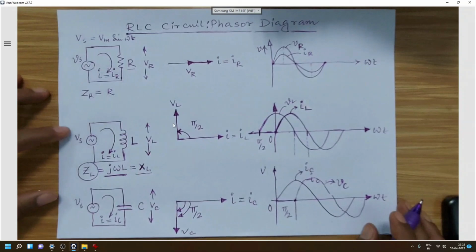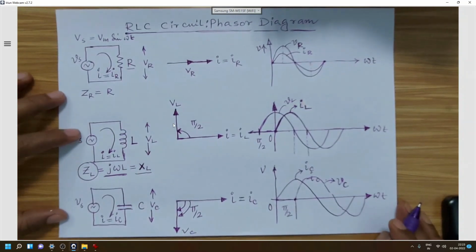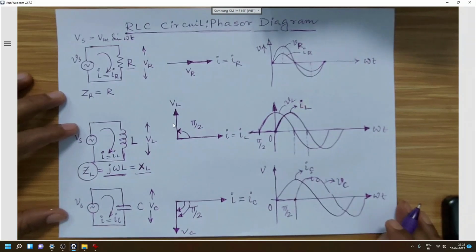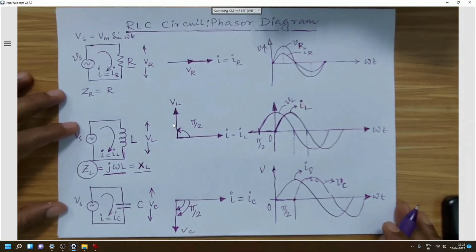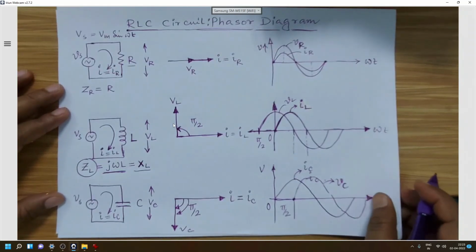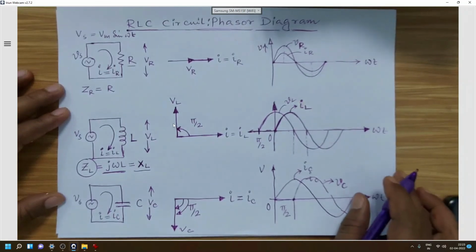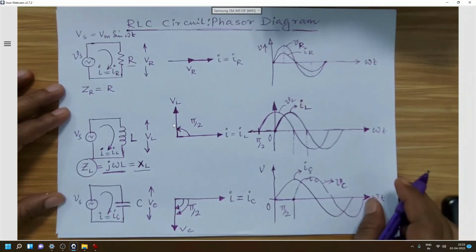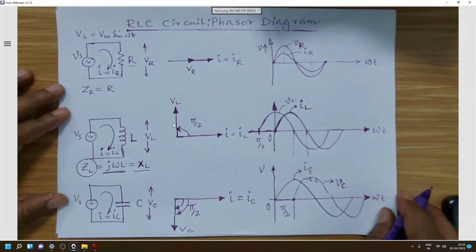So in this way we understood the behavior of pure resistor, pure inductor and pure capacitor when they are individually excited by one sinusoidal voltage source. We understood the phasor diagrams, and we understood their phase angle displacement when they are represented in time varying waveforms.